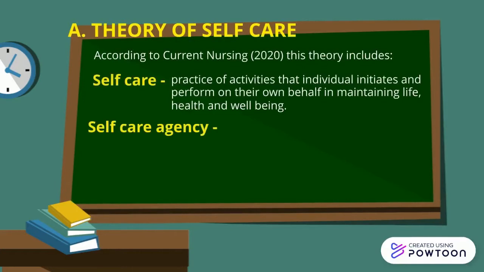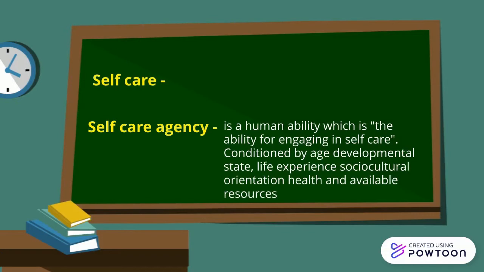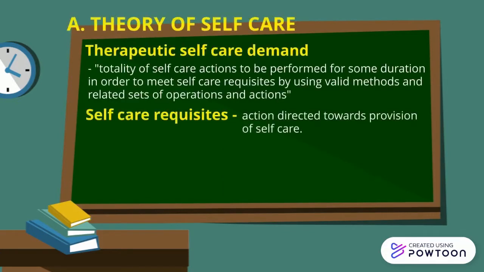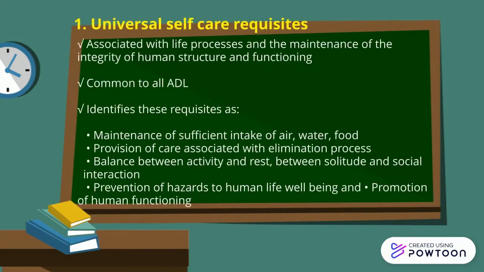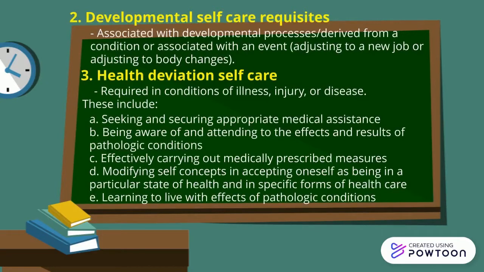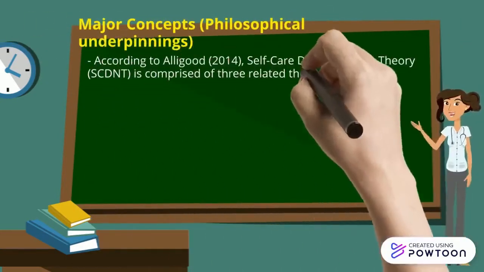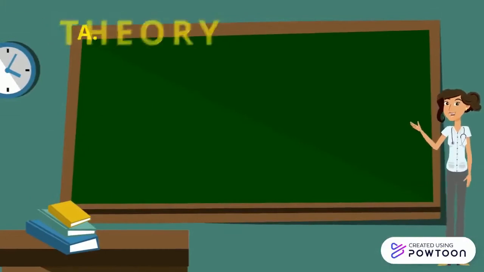Theory of self-care. According to Current Nursing 2020, this theory includes self-care, self-care agency, therapeutic self-care demand, and self-care requisites: universal self-care requisites, developmental self-care requisites, and health deviation self-care. The third one is the theory of nursing systems, which explains relationships that must be maintained to produce nursing. Now, let's first discuss the theory of self-care.